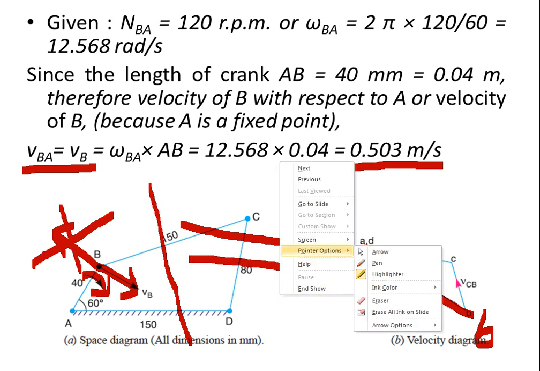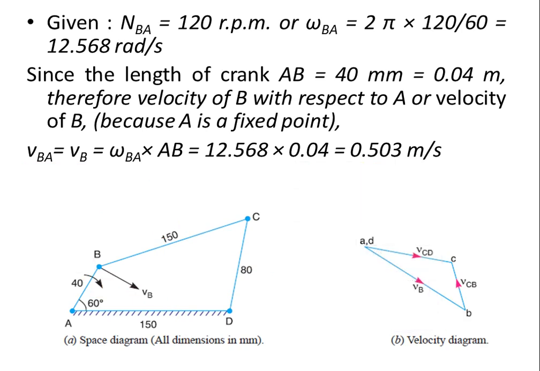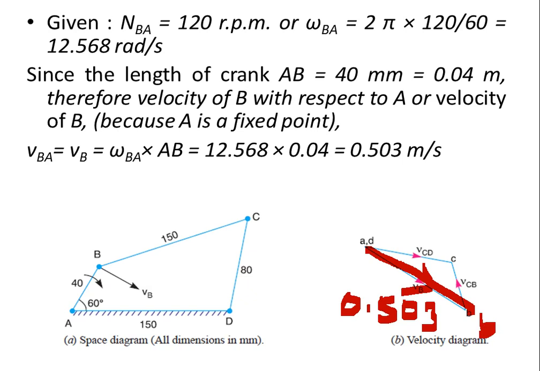Okay, so in that case you can draw perpendicular to link BC and perpendicular to link DC, so that we can get the triangle completed. So after drawing AB with a value of 0.503, next from point B, take the perpendicular direction, that is from B to C.